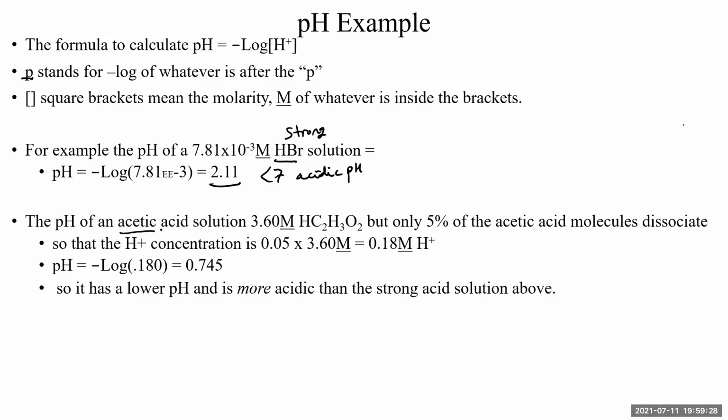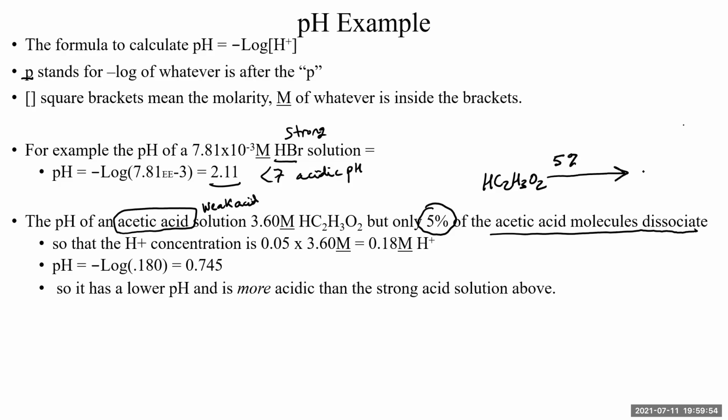How about the pH of acetic acid? Remember, acetic acid is a carboxylic acid. It's a carbon-containing acid. It's going to be a weak acid. How else do you know it's a weak acid? Well, here I'm going to tell you right off, only 5% of my acetic acid molecules dissociate. What does that mean? That means my HC2H3O2, only 5% is going to become H+ and acetate ion. That means 95% remains intact hydrogen acetate molecule, and only 5%, well, what do I have?